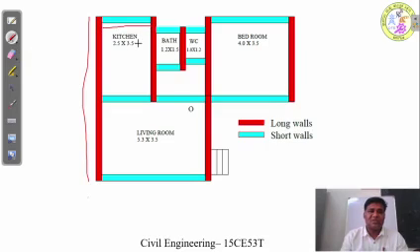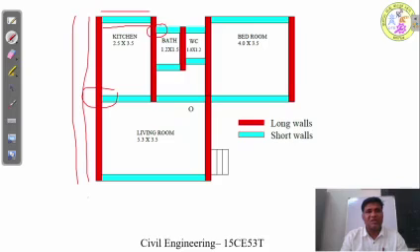One more thing you have to consider is, in the long walls, even if there is a partition wall, you take the length through. But in short walls, if there is a partition wall here, you have to take the shorter length only from here to here. Since there is a partition wall, I am considering this as a separate wall from here to here, and this as a separate wall from here to here.